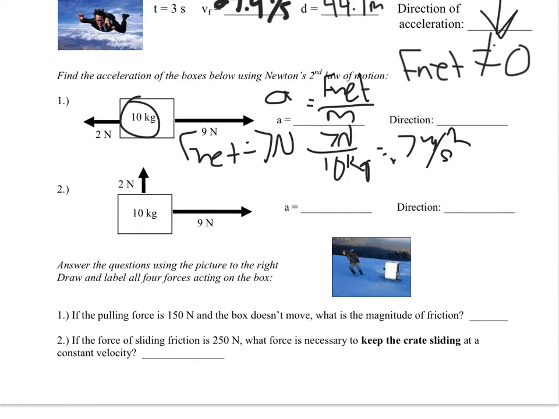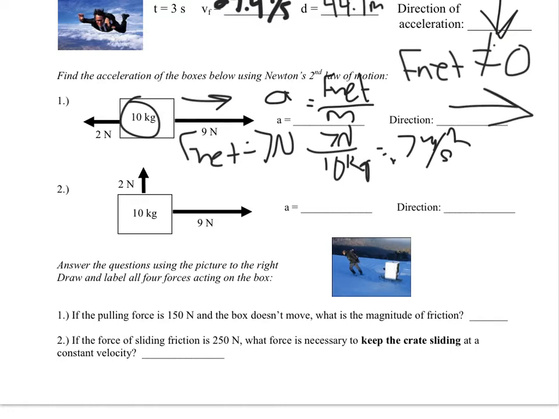And the object is going to go, again, according to Newton's second law, an object accelerates in the direction of a net force. So the object is going to be accelerating to the right because the net force was acting to the right.